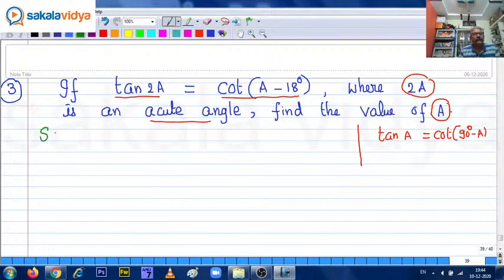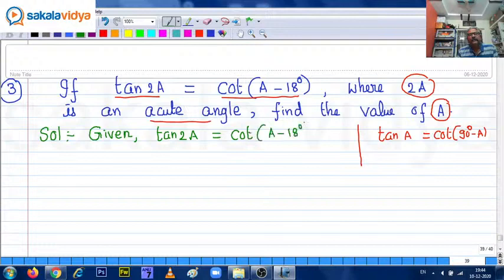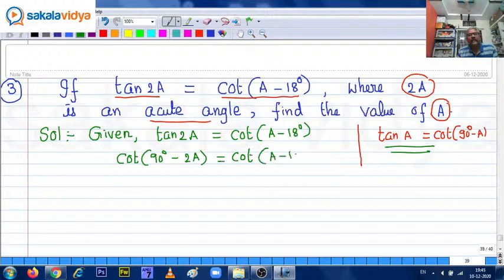Solution. So given, tan 2a equals cot of a minus 18 degrees. With the help of this formula, this tan can be written in terms of cot. That can be written as cot of (90 degrees minus 2a) equals cot of (a minus 18 degrees).